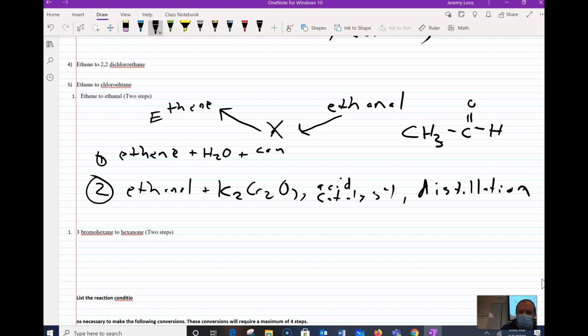Now, in reality, you just add the concentrated sulfuric acid. Sorry, that's a little sloppy. So we've got the ethene, we've got the water. We're going to add that to concentrated sulfuric acid. That's going to add an alcohol, and in this case it doesn't matter, but it is going to add a hydroxyl group to one of the carbons. It's going to make ethanol, which is the specific alcohol that we need to end up with the ethanal.